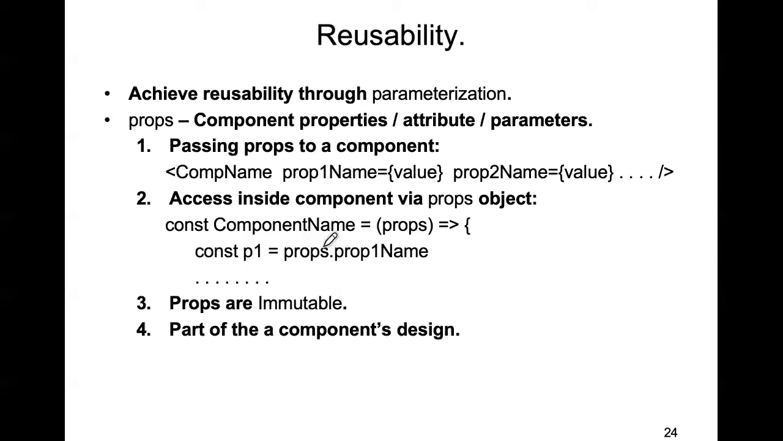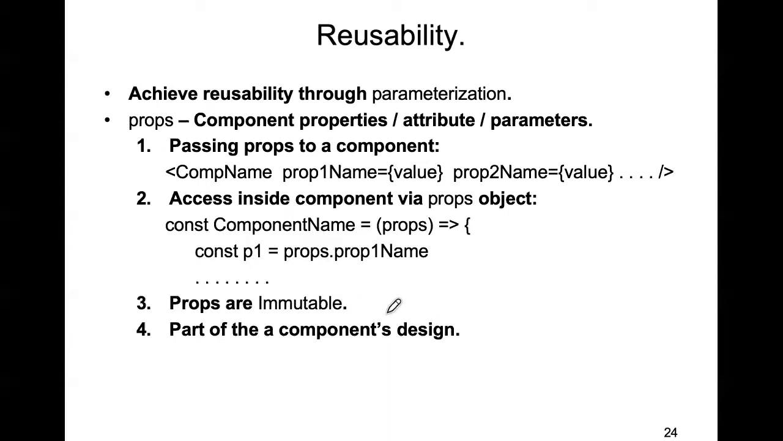So you can see what I'm doing within my component here is, as I said, props is an object, so I'm referencing the prop1 name key within that object. So that expression is going to evaluate to whatever value I had here. And I'm assigning the P1 and doing whatever with it. So this is how we dereference or access the properties within a component. That's the syntax for us.